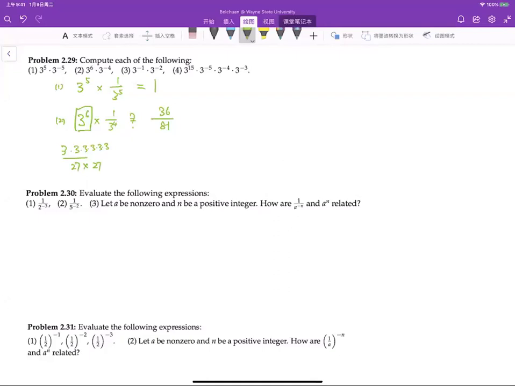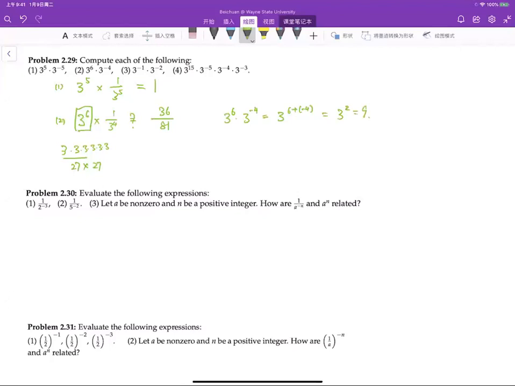So actually, you don't have to calculate 3 to the 6th, right? Because there is another property we can use. So basically, if they have the same base, you can always apply the property, right? So you can always add the two exponents together. So you have 3 squared, right? Because 4 plus -4 equals +2. So the answer is 9.